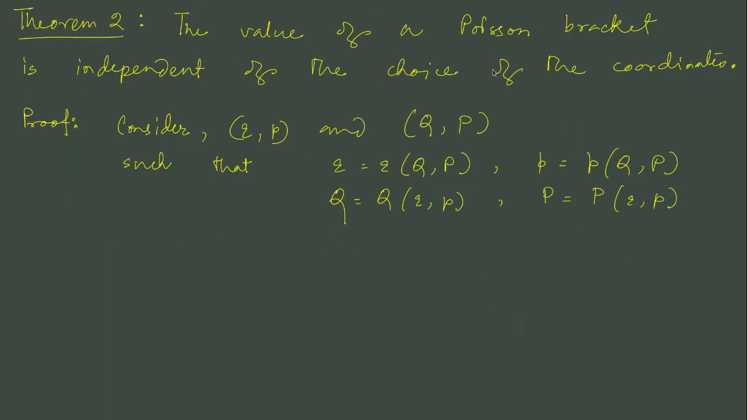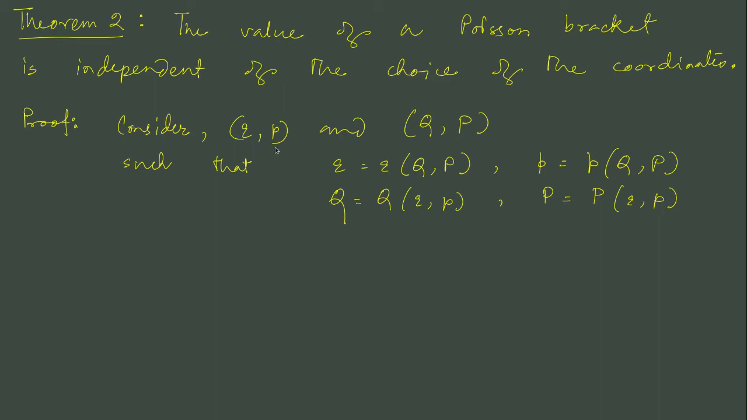The other theorem says the value of a Poisson bracket is independent of the choice of the coordinates. What I mean to say is that so far, whenever we were writing the Poisson brackets, we were adding a subscript q and p to denote with respect to which variables we are taking the partial derivatives. But this theorem says that such a subscript might not be required, because no matter what you choose, the value of the Poisson bracket is independent of your choice of the canonical variable.